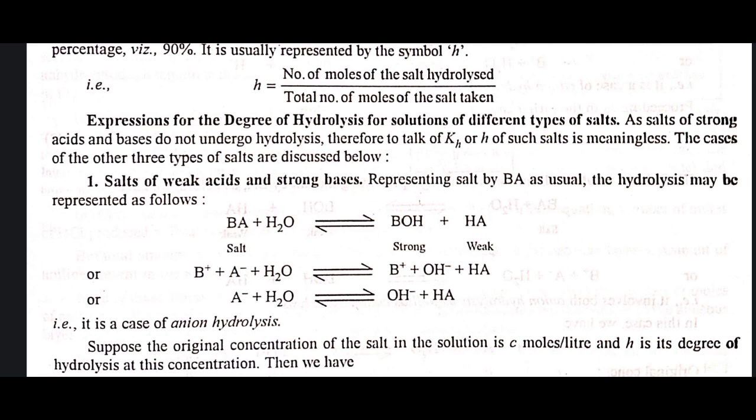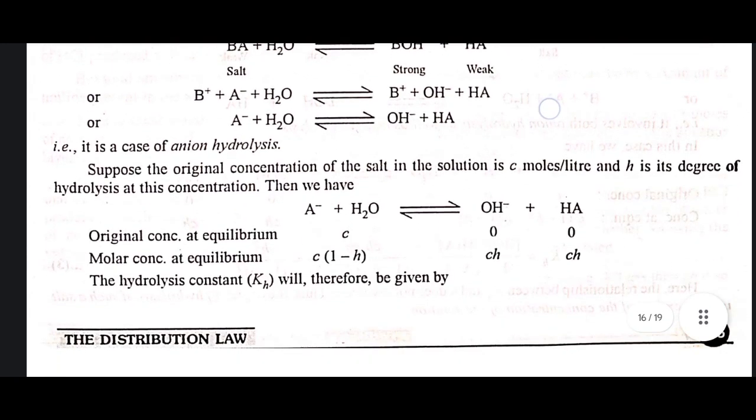Representing the salt as BA as usual, the hydrolysis may be represented as follows. It is a case of anion hydrolysis. Suppose the original concentration of the salt in the solution is C moles per liter and h is its degree of hydrolysis at this concentration.